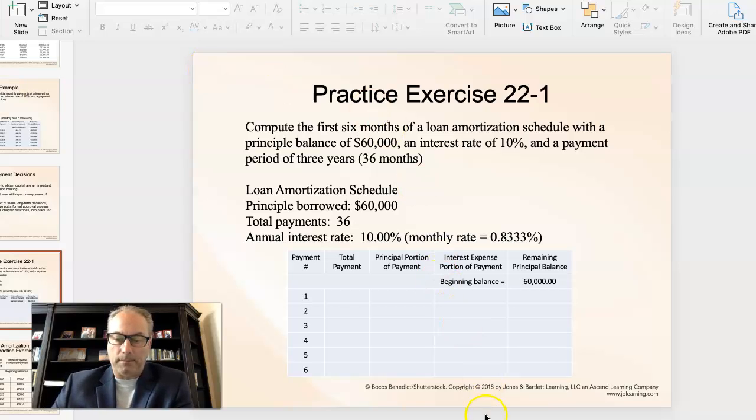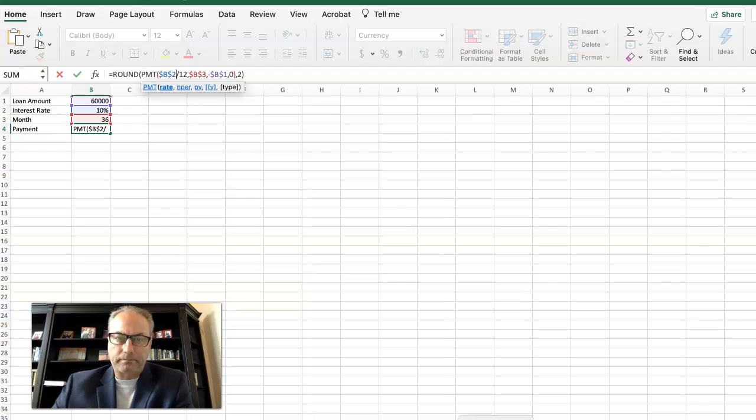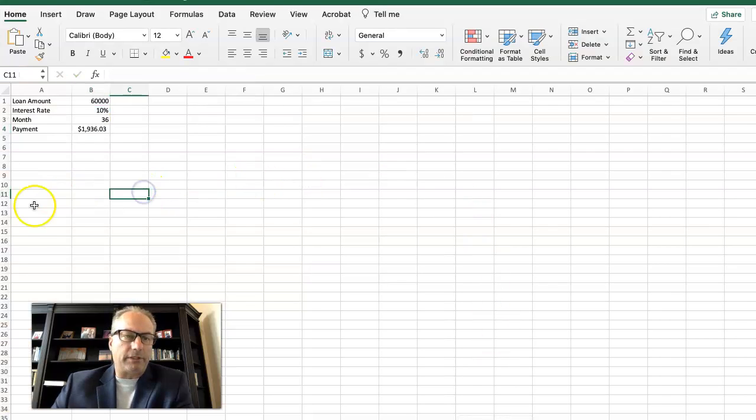So I'm going to pop this up here. What I want you to do is go into Excel as you're watching this and follow along with me. So you're going to enter your major headings. We know what our loan amount is, so we write in loan amount and then $60,000. We know our interest rate, so we write interest rate. That's another heading. We know that interest rate is 10%, so we put 10% here.